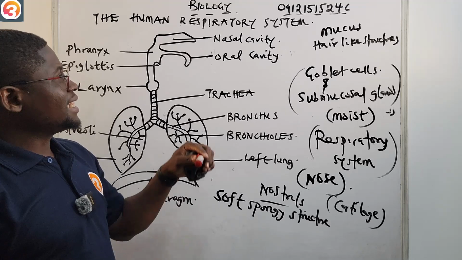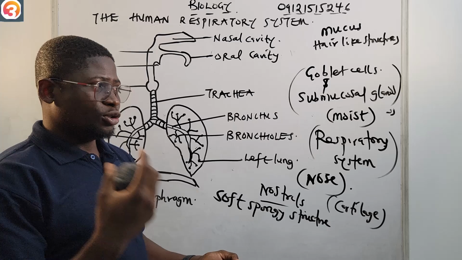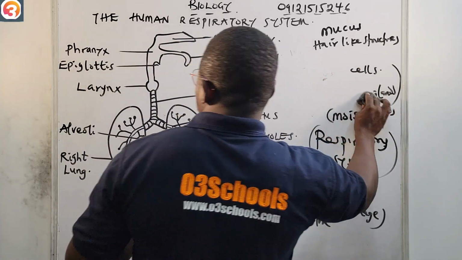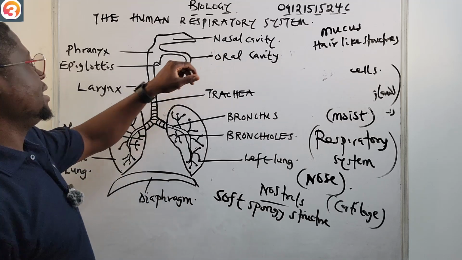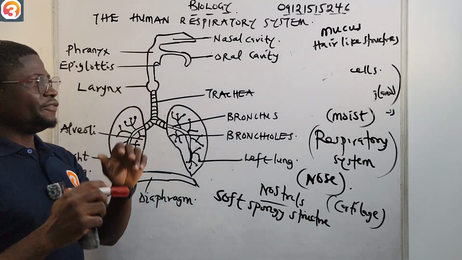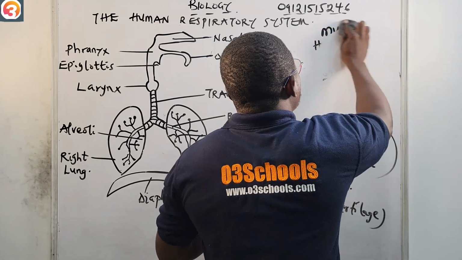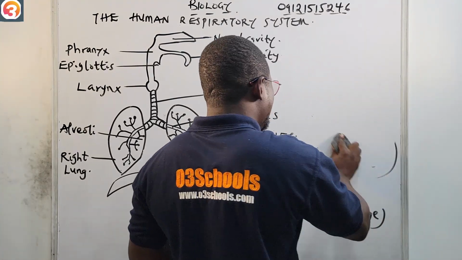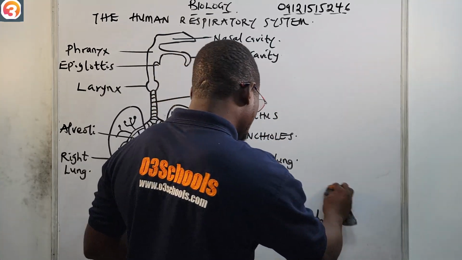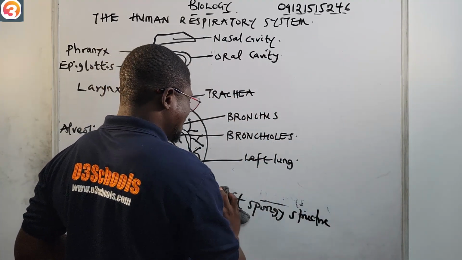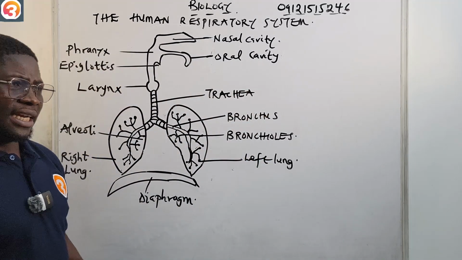From the nasal cavity, the air that you are breathing in now goes to the pharynx. So that's our pharynx here. When we talked about the digestive system, we also mentioned the pharynx. We said the pharynx is an accessory organ. It is not majorly part of the digestive system, but of course it also aids digestion.